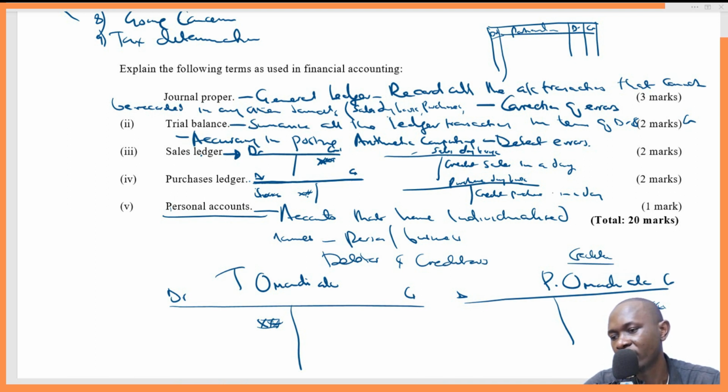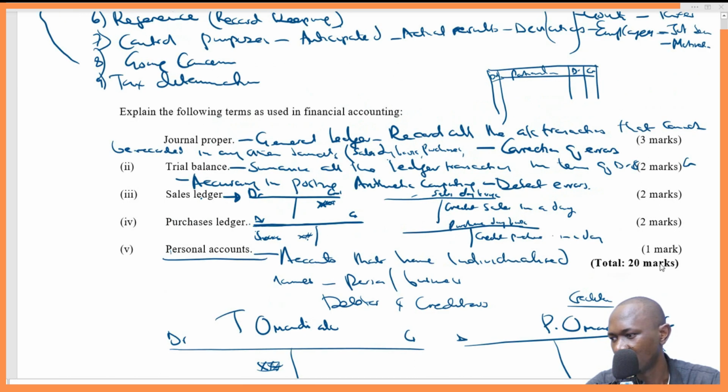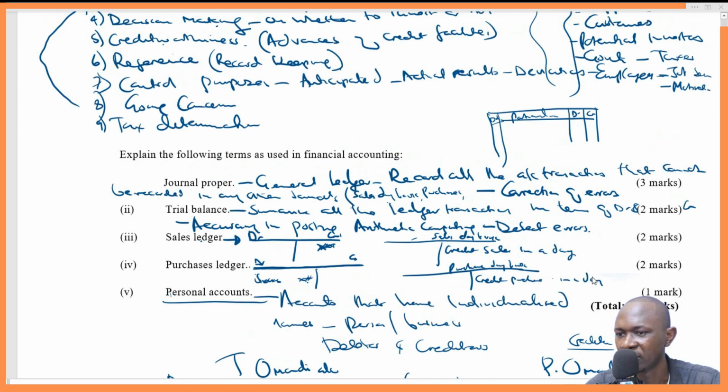Now, debtors make a very good example of personal accounts. Creditors make a very good example of personal accounts. So that should be able to give you the 1 mark and the 2 marks, 3 marks.